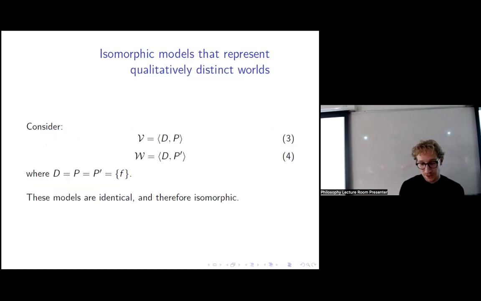Good. So more interesting, perhaps, is the other direction, whether isomorphic models can represent qualitatively distinct worlds. So here is one counterexample. Suppose we've got these very simple models. There's one predicate, and in both models, the predicates have the same extension. They're identical, so clearly they're isomorphic.